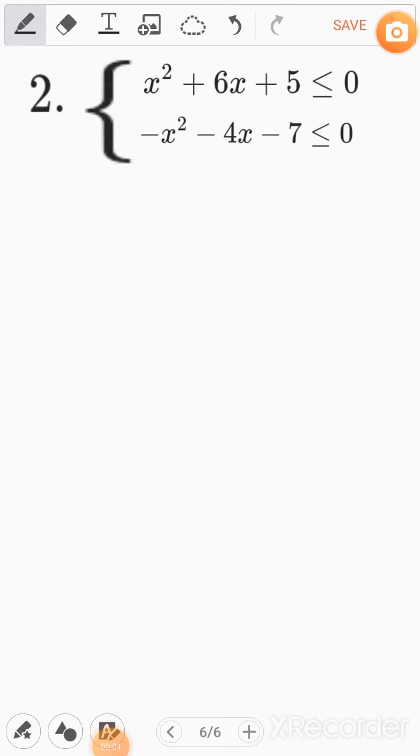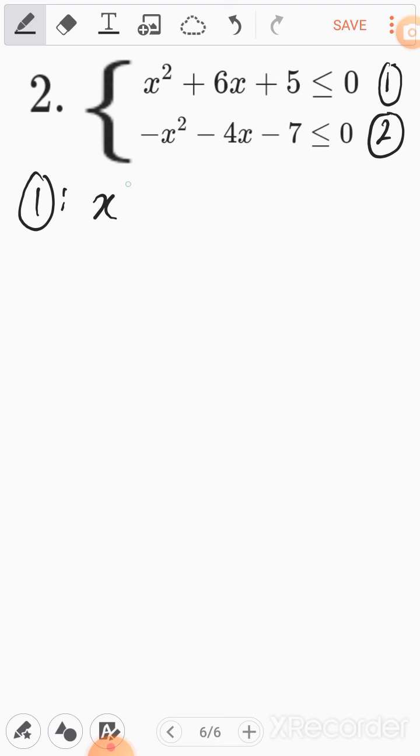This is the second exercise. Again, solve the system of inequalities. We have to solve the first one, and we have to solve the second one, and finally we find S, the solution of the system. 1. Let us solve 1. X squared plus 6x plus 5 less than or equal to 0.